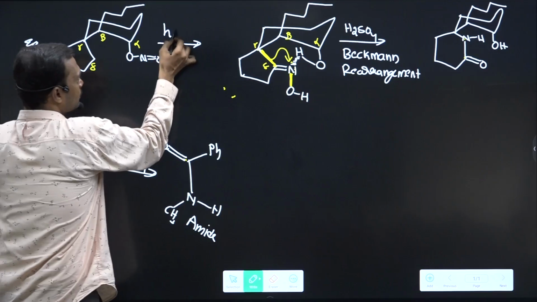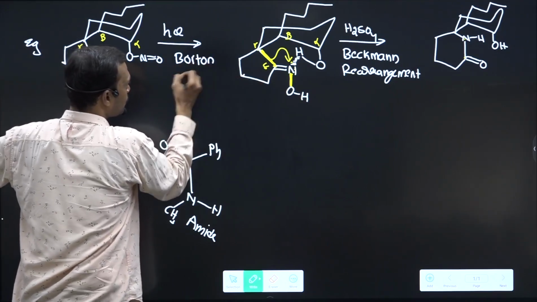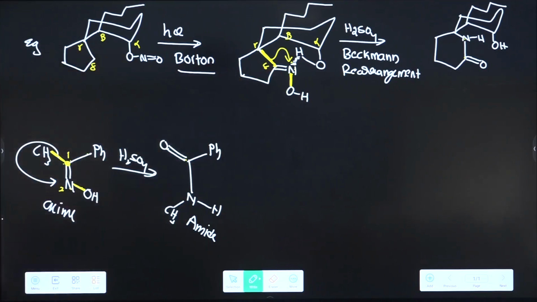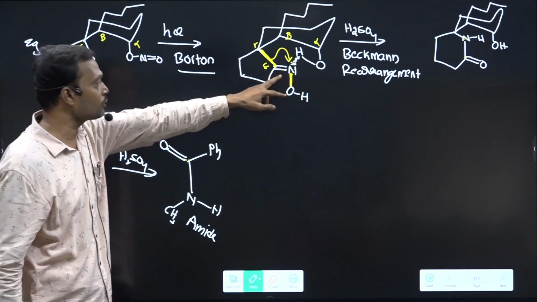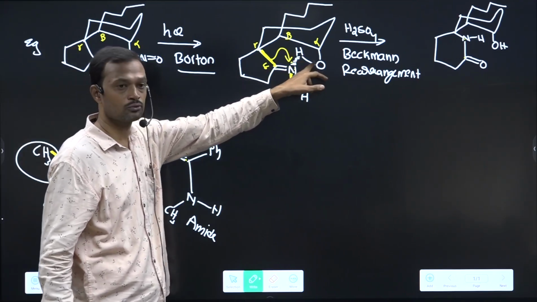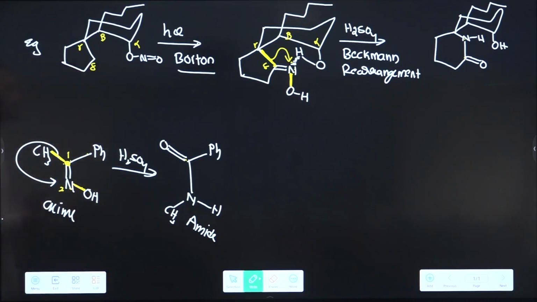Photochemically, Barton reaction. This is called Barton. Barton to Beckmann. Very, very important. It is hydrogen bonding. After formation of alcohol, always the lone pair will be inside so that there is a formation of chelation. Nitrogen lone pair and hydrogen form hydrogen bonding.